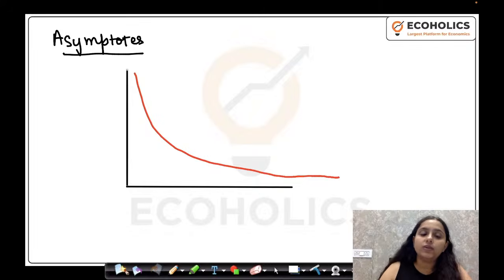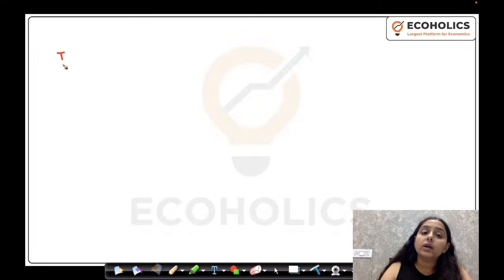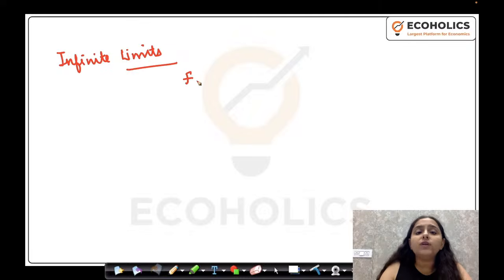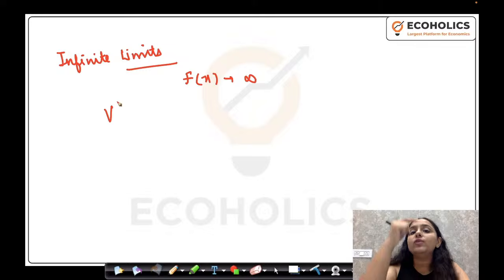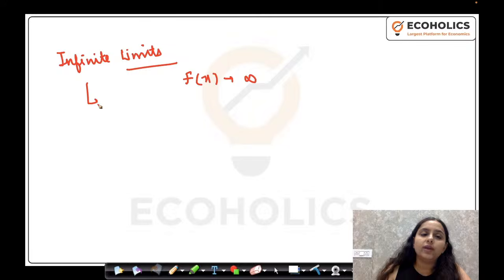Okay? So always remember, when I talk about infinite limits, where the function is approaching infinity, f of x approaching infinity means it will never be equal to a number, but it will be a very big number. Which means on the y-axis, I'm going to have an asymptote. Because the asymptote will be formed on the y-axis, we get a vertical asymptote.